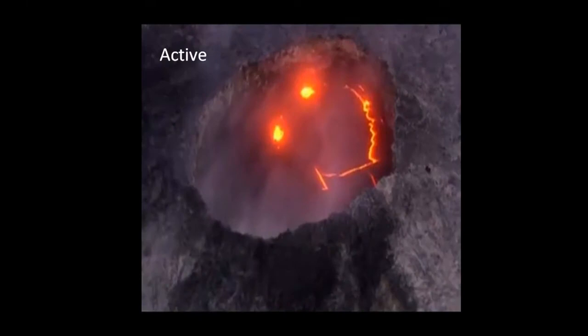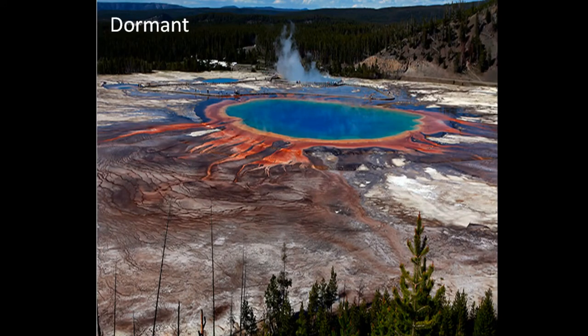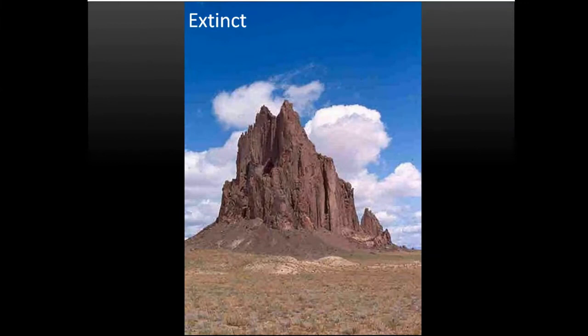There's an example of an active volcano, that is Kilauea in Hawaii. It doesn't always smile like that, but I guess this day it was extra happy. A dormant volcano, Yellowstone, is an example of that. And then here is a sad extinct volcano.